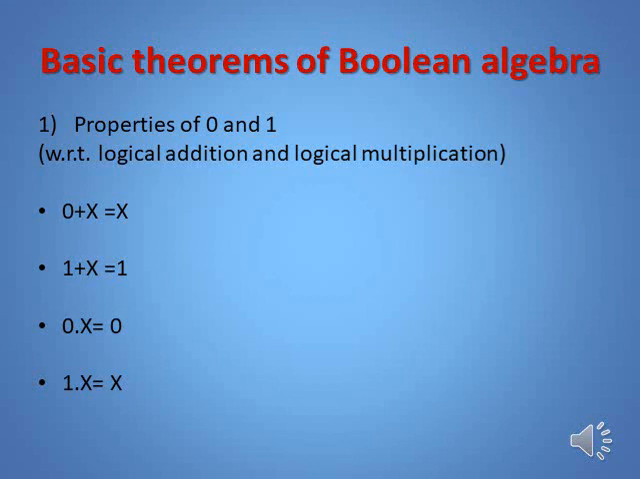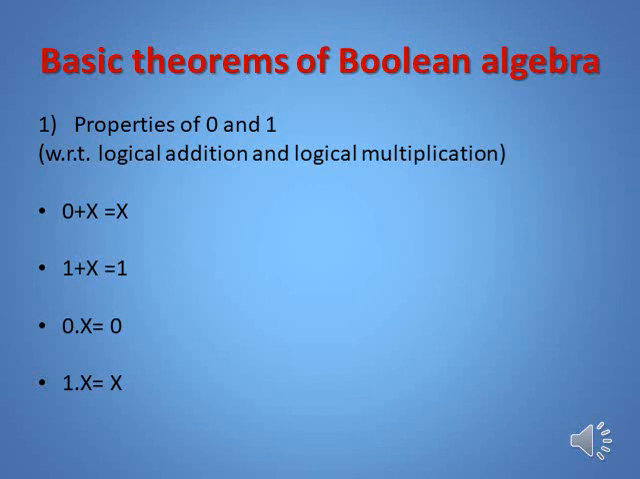Now we will study some basic theorems of Boolean algebra. The first theorem is properties of 0 and 1. We know that 0 and 1 are the basic logical constants in Boolean algebra. So with respect to the logical addition and logical multiplication of these two values, we have four expressions which are called the properties of 0 and 1.